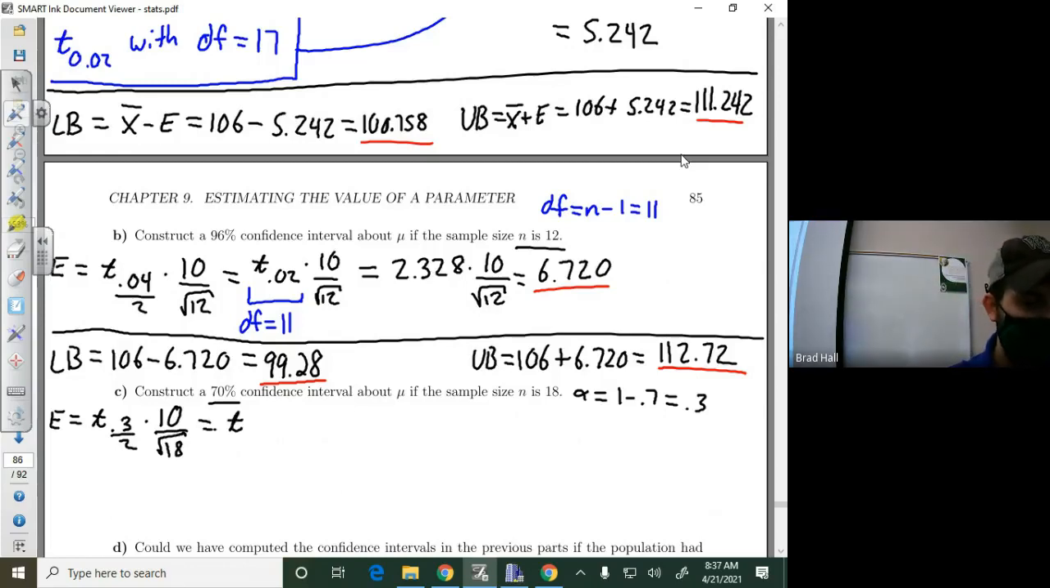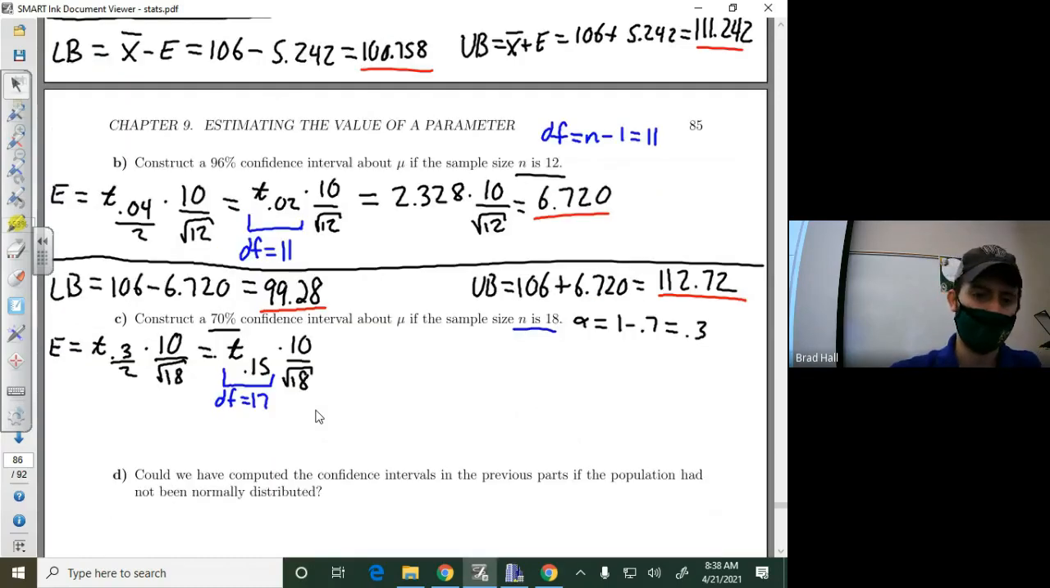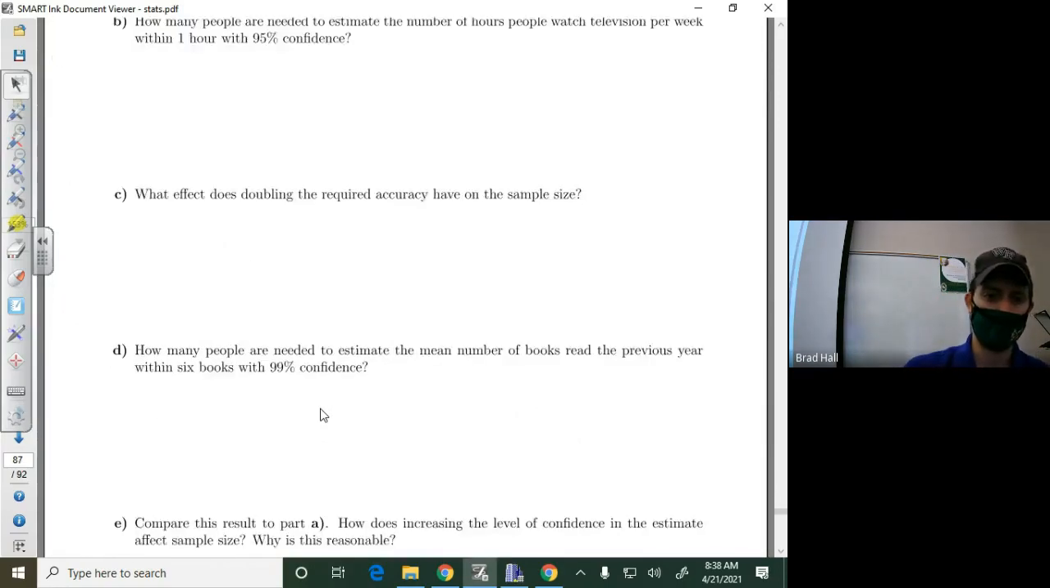So that's really t of 0.15 times 10 divided by square root of 18. And we need to find this t value with the degree of freedom equal to 17, because here n is 18. So you always subtract 1 from it. So 0.15 with a degree of freedom 17. Let's go look that up. 0.15, degree of freedom 17.